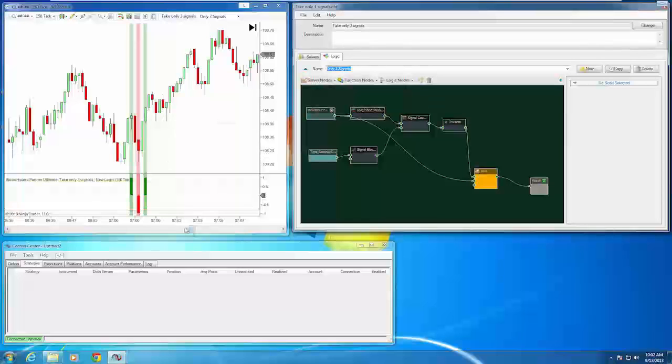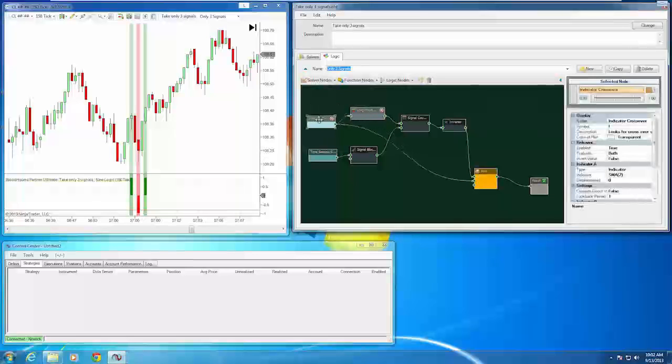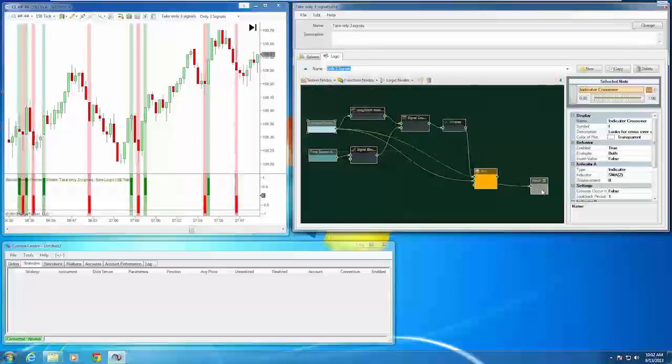As you can see from the results here, it's taken 3 trades. By the way, this is my signal, the crossover. Like I said, it can be literally anything you want to use. I'm just using the crossover because it's easy, and I'm going to plug that into the result node.